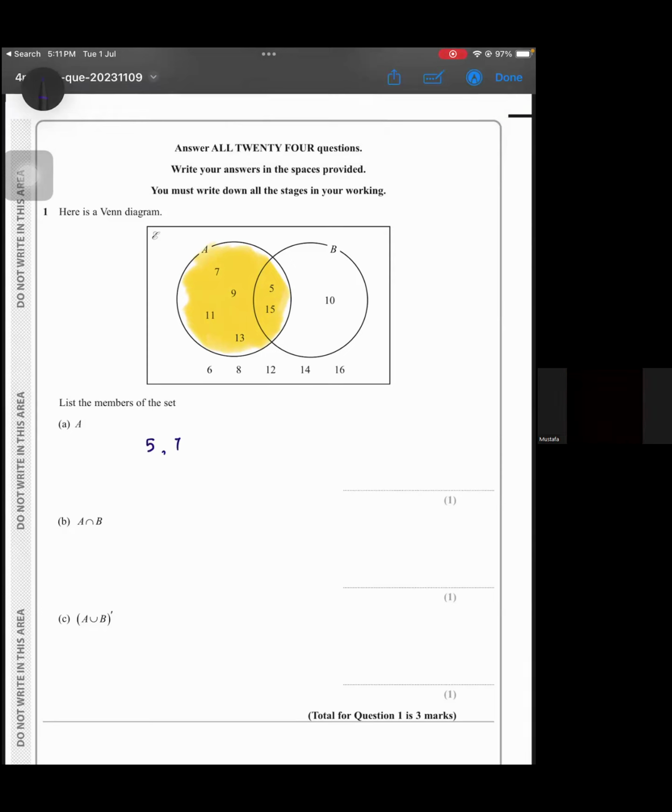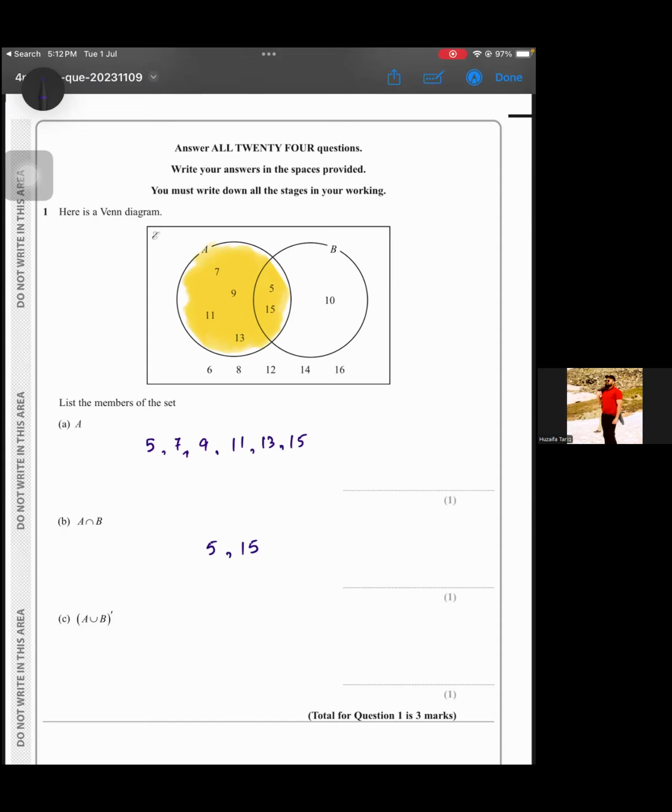7, 9, 11, 13 and 15. Try to write down the answer in the ascending order. Always arrange the answer in order. Now we have the second part, A intersection B. That is 5, 15, right? And what about A union B whole complement?